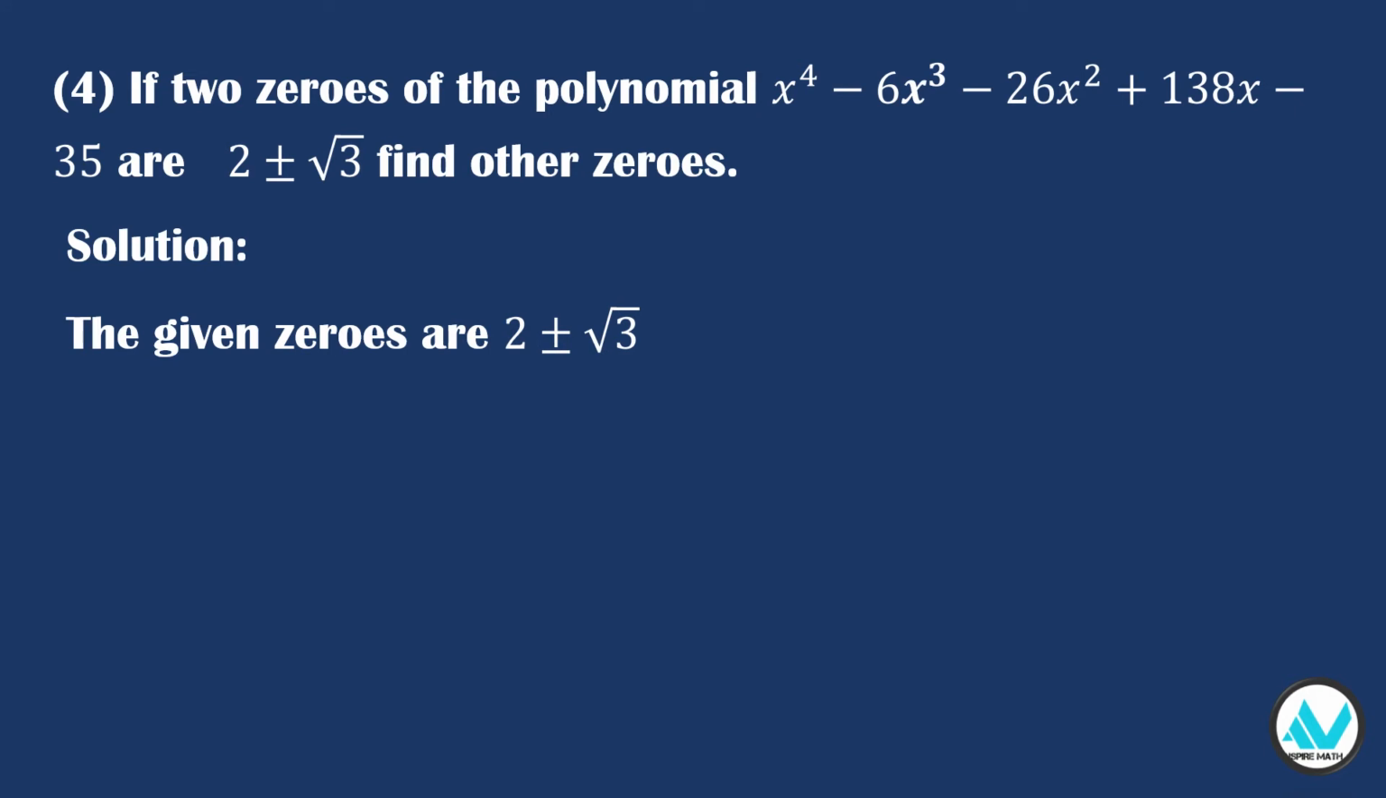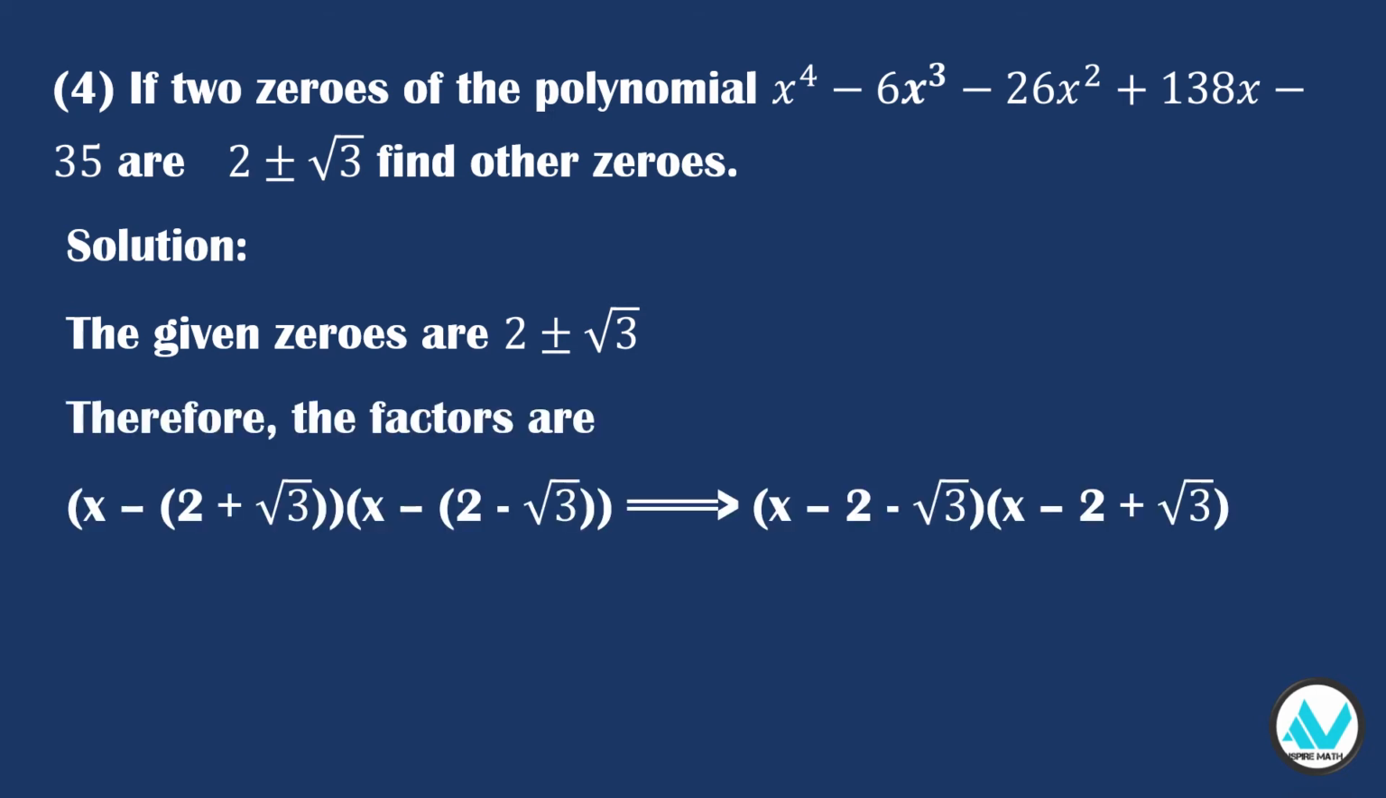First, we know that the zeros are 2 plus or minus √3, which means one zero is 2 plus √3 and the other zero is 2 minus √3. Let me write this as a factor. We all know, suppose a and b are zeros. To write them as factors, we just need to write x minus a and x minus b. Here also, we are going to do the same thing. X minus 2 plus root 3 into x minus 2 minus root 3. So let me take the minus inside. X minus 2 minus root 3 into x minus 2 plus root 3.